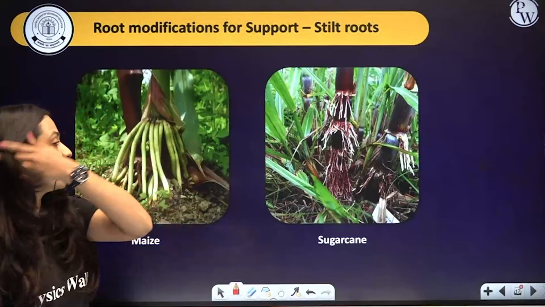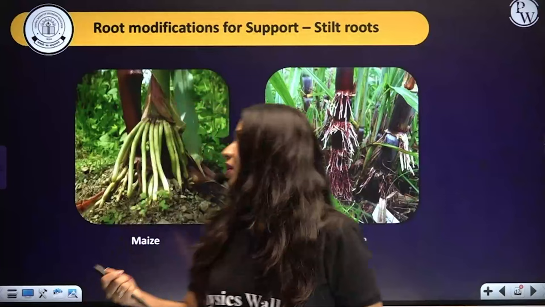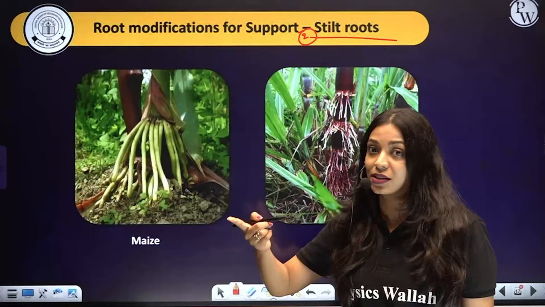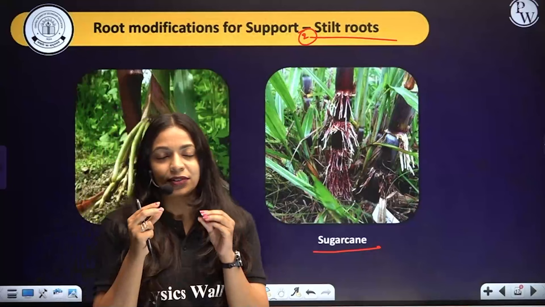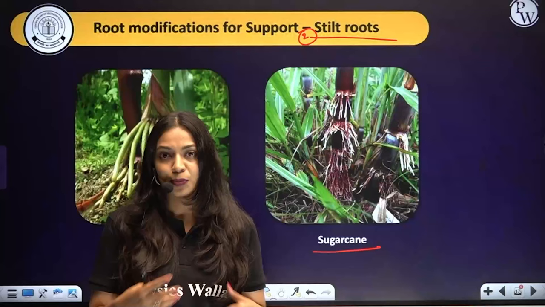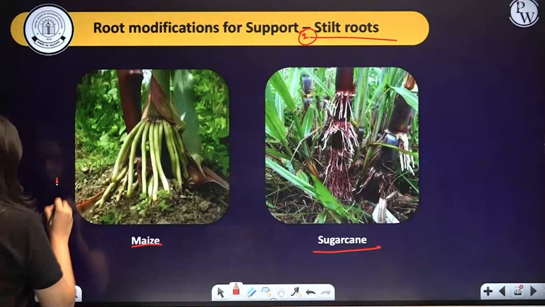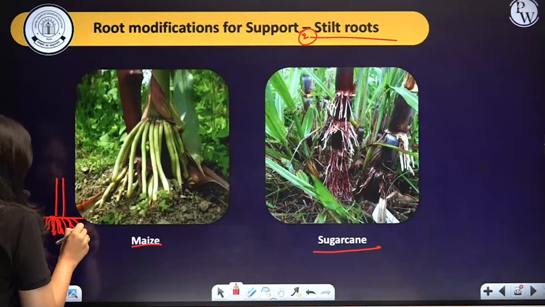Now let's move on to the second example, where roots are modified to provide support. Over here, these are called stilt roots. This is the second example for root modifications providing support. The first one was prop roots, right? You can observe this in maize and sugarcane, both of which are monocotyledonous plants. Here, the stems of these plants are very slender. They are very thin. You don't see much branching here at all, right? And they have fibrous roots, which usually don't go very deep into the soil.